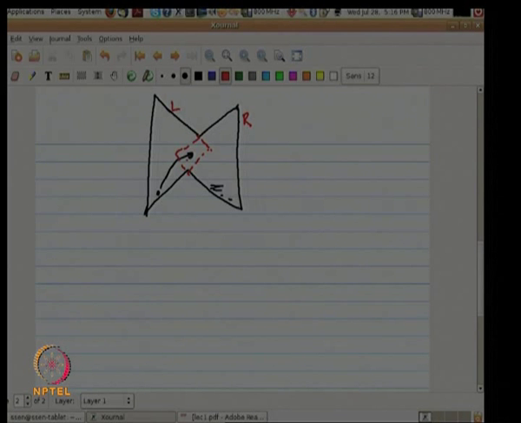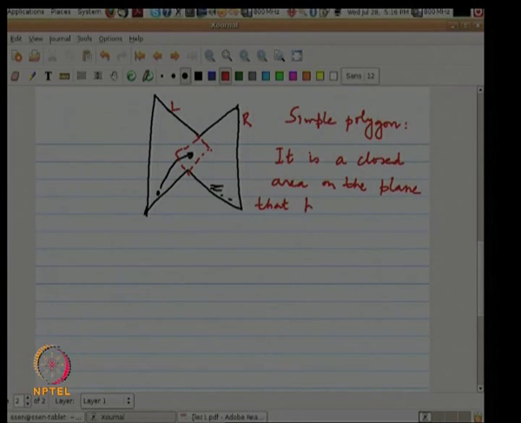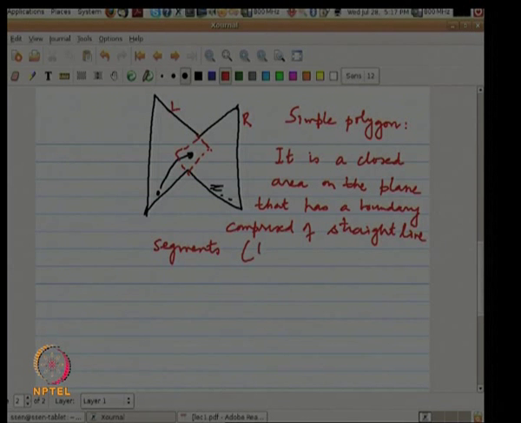All right. So, just to make sure that we have our definitions consistent, let me define the notion of a simple polygon. It is a closed area on the plane that has a boundary comprised of straight line segments that do not intersect.